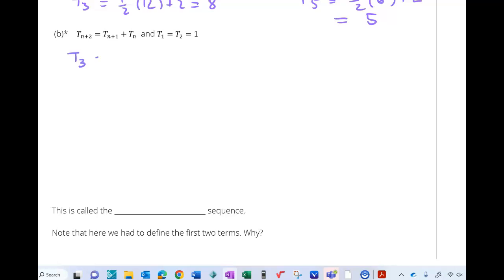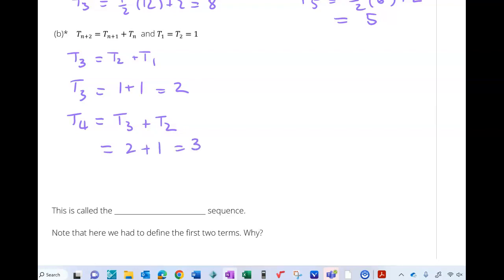Term 3 is going to be term 2 plus term 1. That's it. In order for us to find term 3, though, we need both of those 2 numbers, which we have. We've got them. Term 1 equals term 2. They're both equal to 1. So term 3 is 2, yeah. And then term 4 will be the previous two terms. Term 3 plus term 2. Term 3 is 2, term 2 is 1. So term 4 is 3.